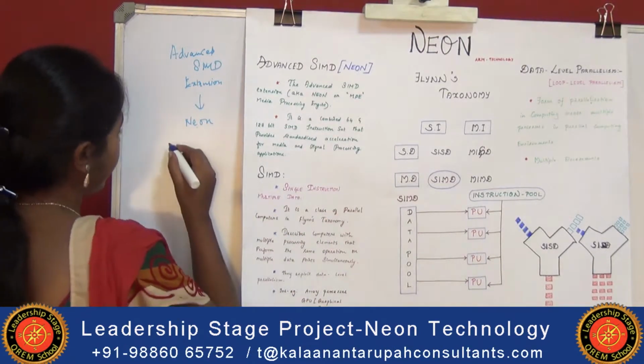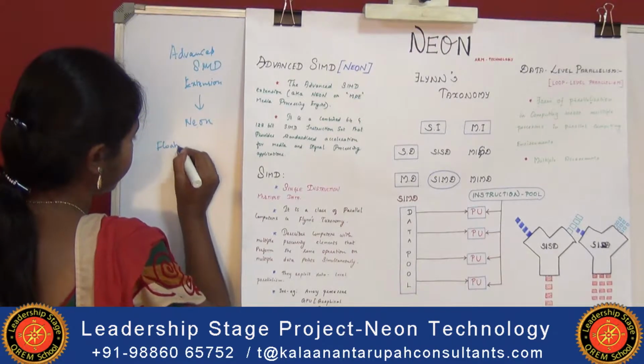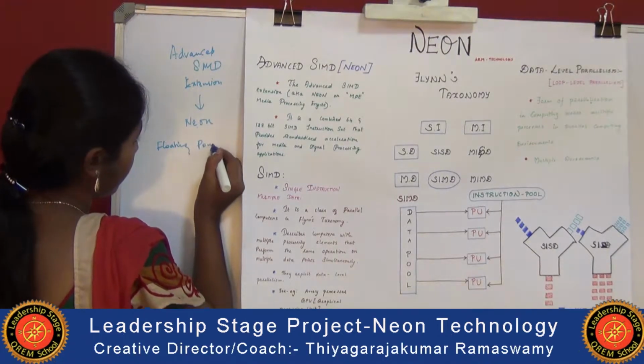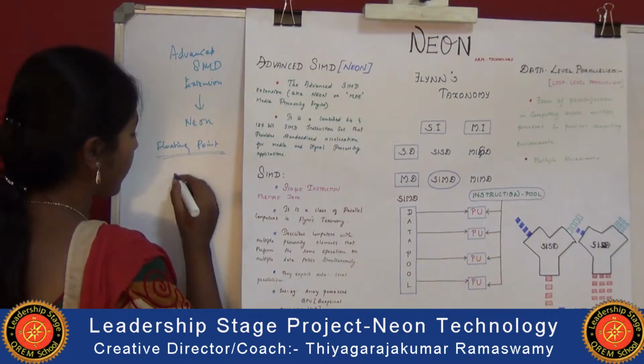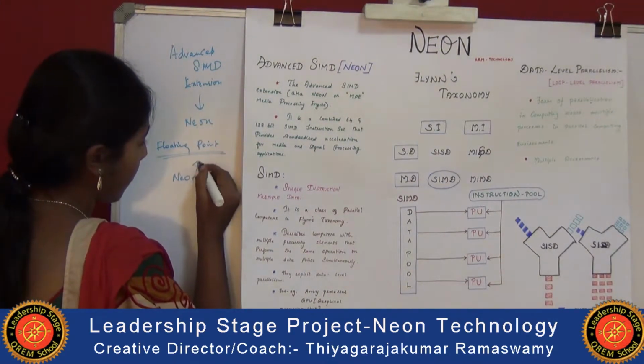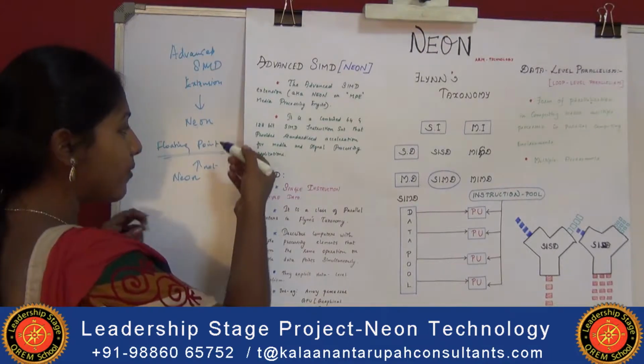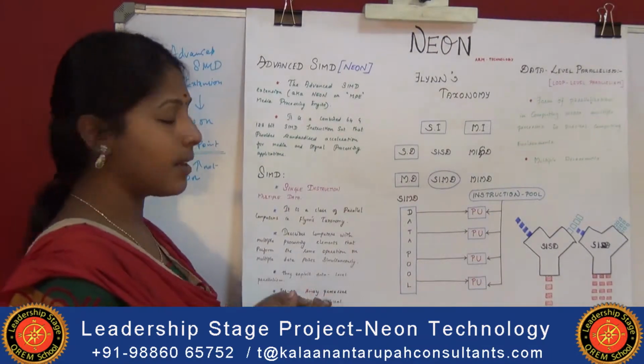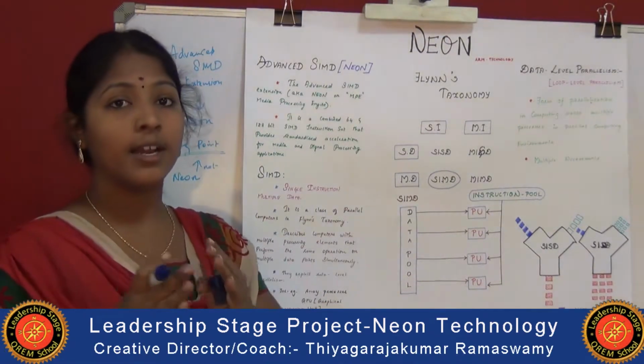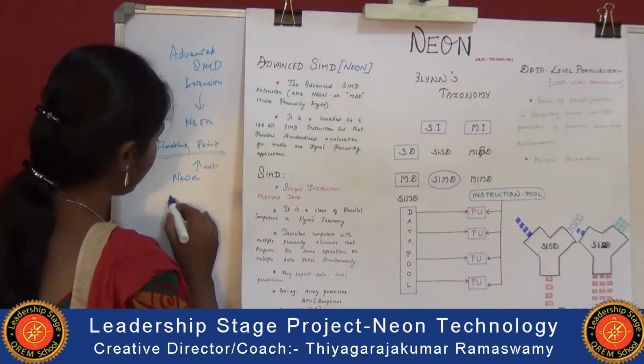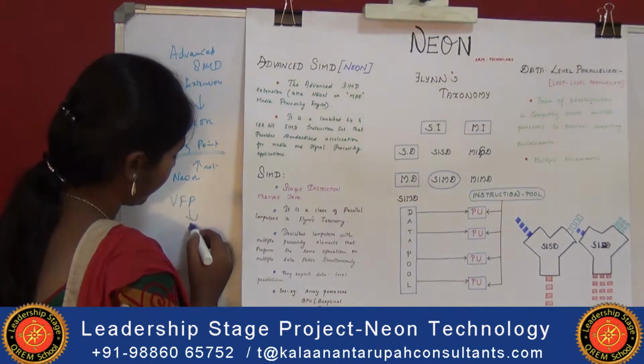Another thing is floating point. NEON is not a floating point unit of the ARM processor, but the ARM processor has a specific floating point unit which is known as VFP, that is vector floating point.